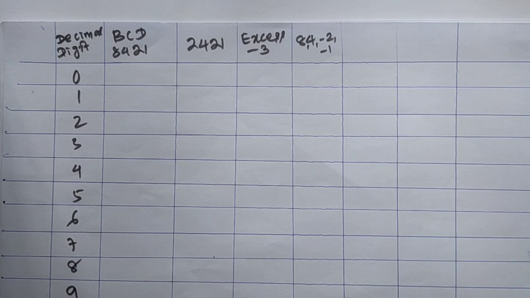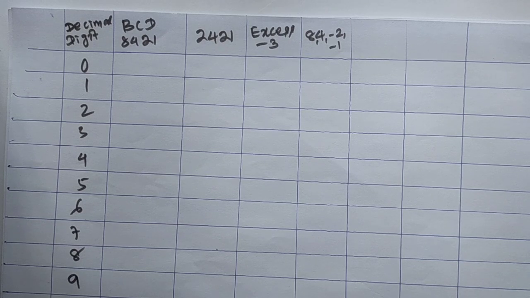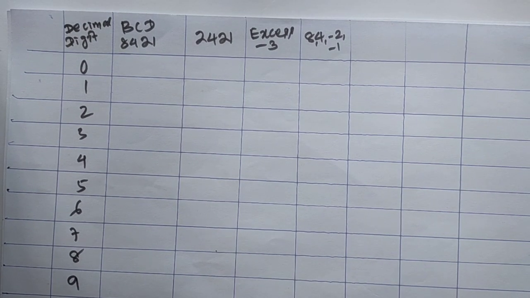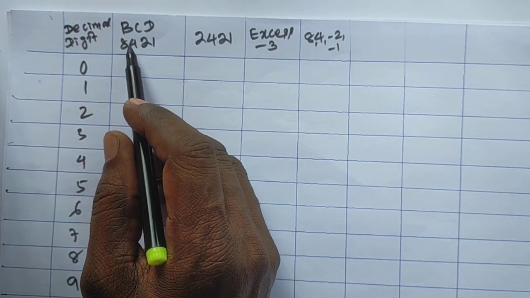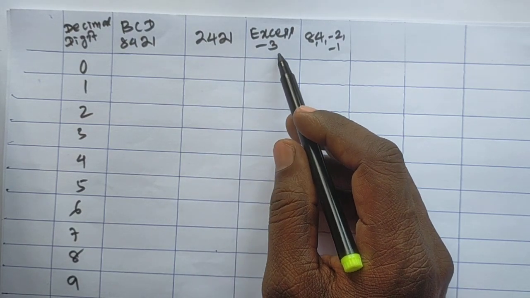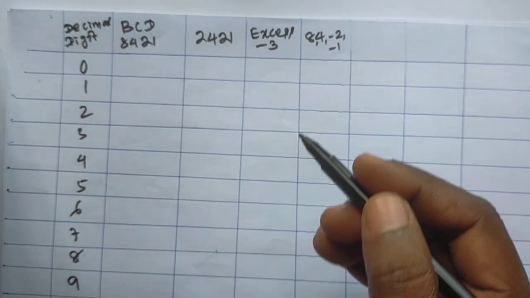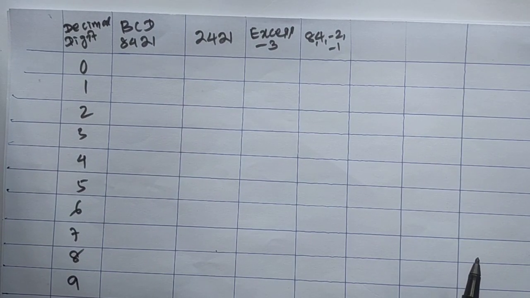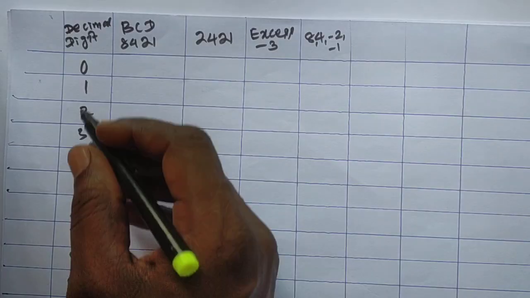Okay, now we will see how different forms of these values, different decimal digits, correspond to the BCD number. BCD means binary coded decimal. There are different forms: 8421, 2421, excess-3, 84-2-1, and so on. We will define or find these different binary coded forms for a given decimal digit.